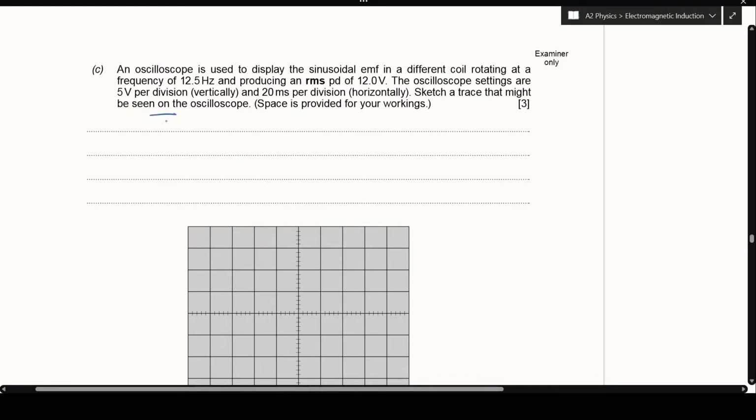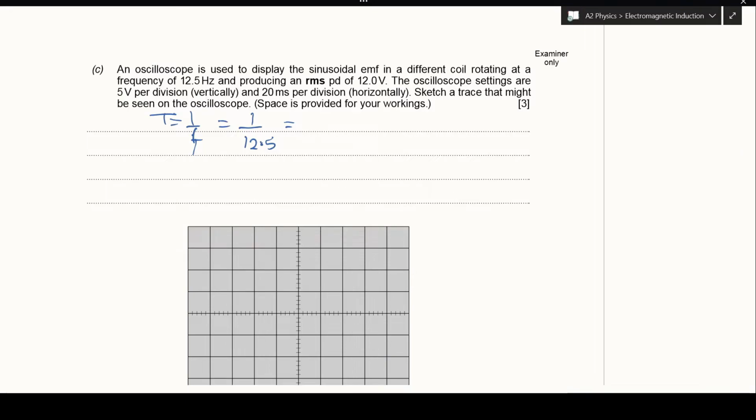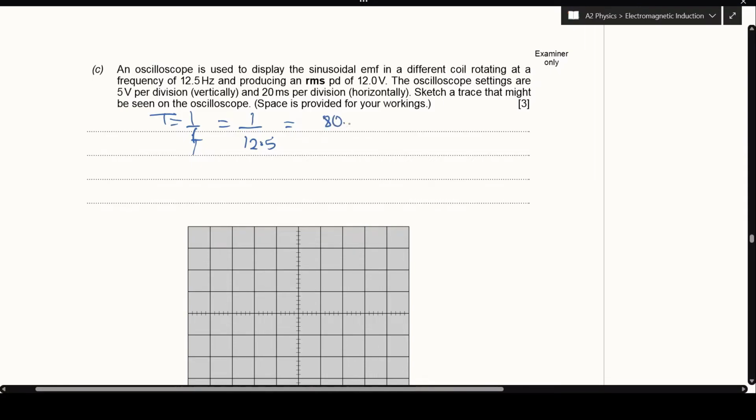So first thing I'm going to do is calculate the period of the AC by doing 1 over the frequency, 1 over 12.5. It's useful to put that answer into milliseconds because we're told in the question that the time-based scale is 20 milliseconds per division. So what we've got there is an answer of 80 milliseconds, 0.08 seconds. To find the peak voltage, we're going to use the fact that the RMS voltage is the peak voltage over root 2. So the peak voltage is going to be root 2 times the RMS voltage.